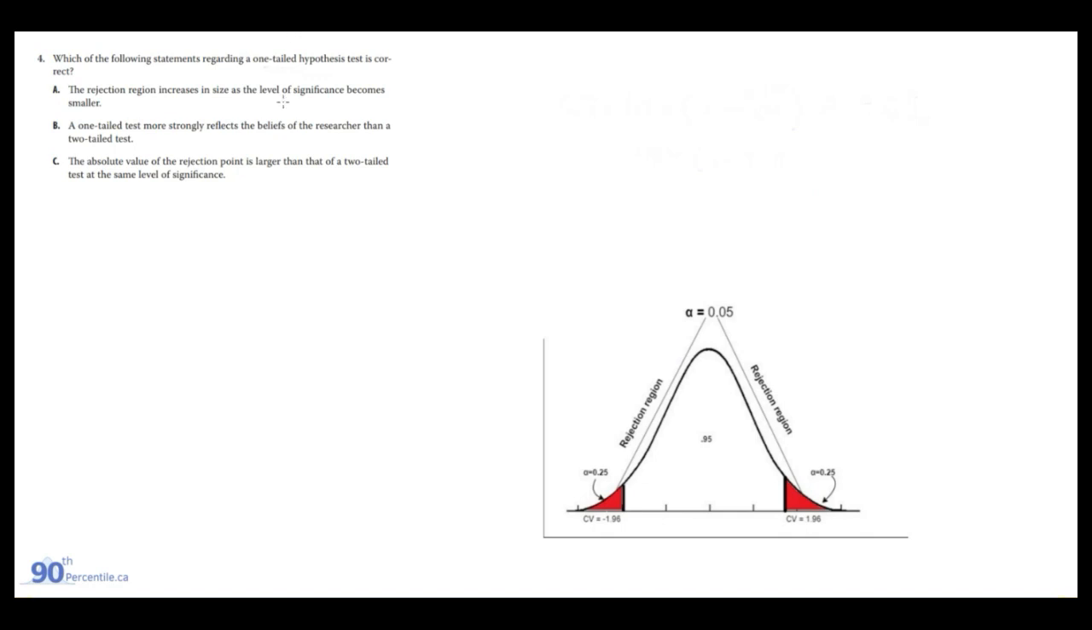Which of the following statements regarding a one-tailed hypothesis test is correct? A, the rejection region increases in size as the level of significance becomes smaller. So remember, the confidence level is 100 times 1 minus the significance level. So if we started off with a significance level of 0.05 or 5%, this would be a 95% confidence interval, which we have right here.